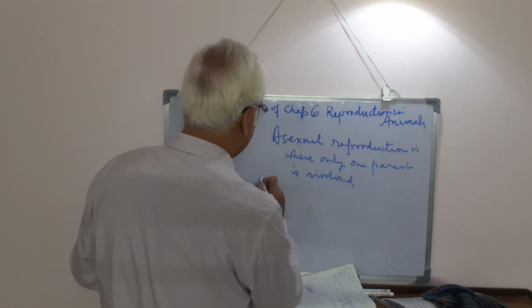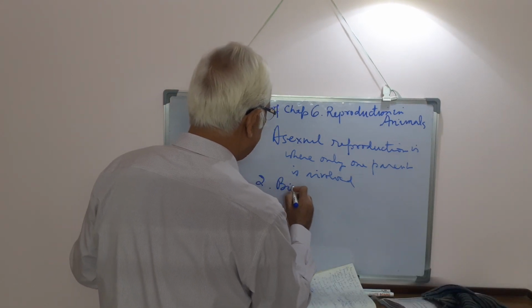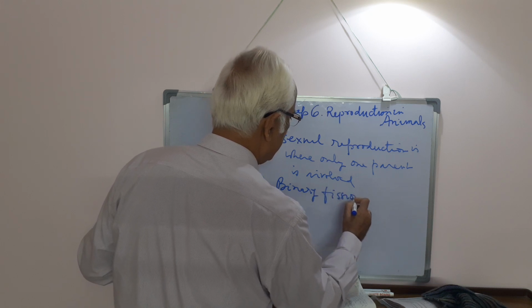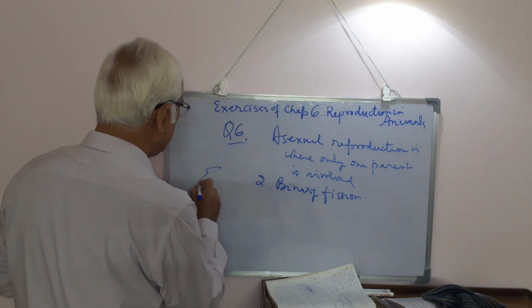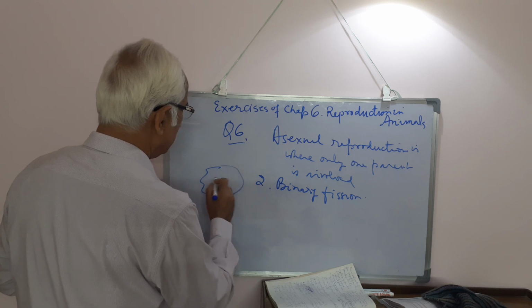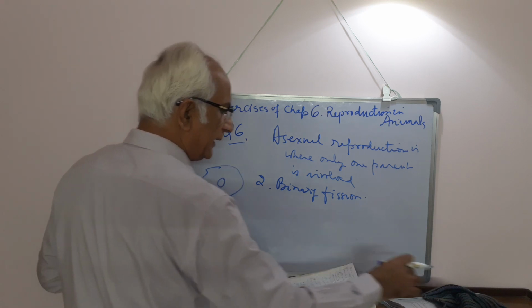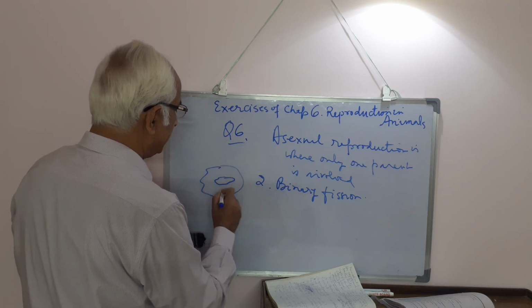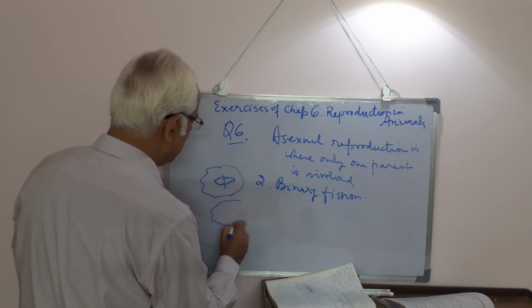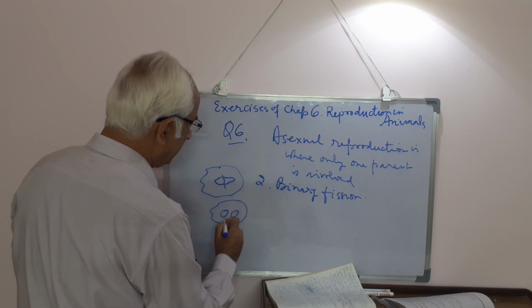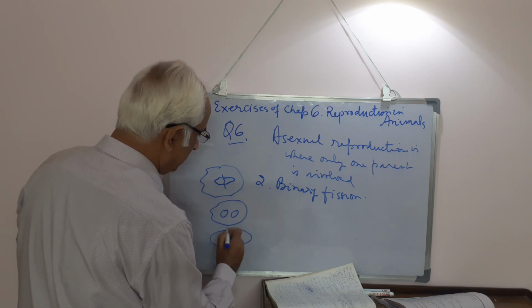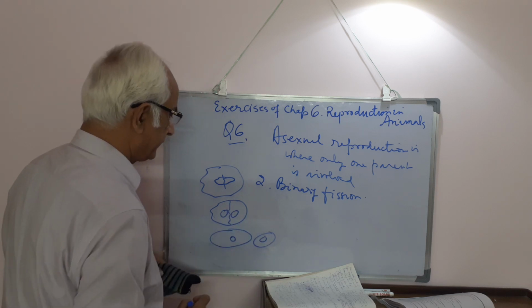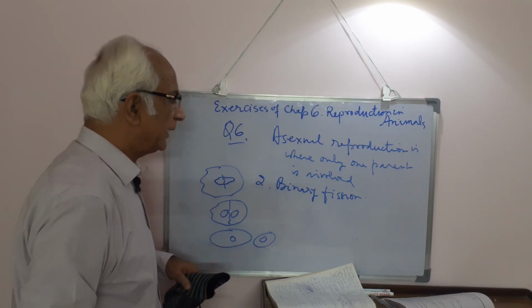The second method you can describe is binary fission. Here the cell nucleus will become slightly larger. It will become larger and then it will split. There will be two nuclei and then eventually the two cells will be separated. They will split from here. So this is called binary fission.